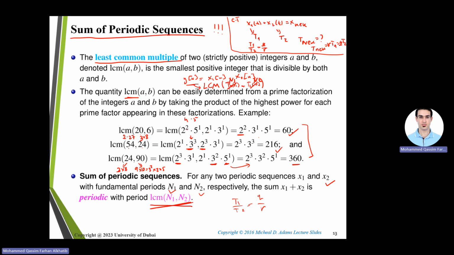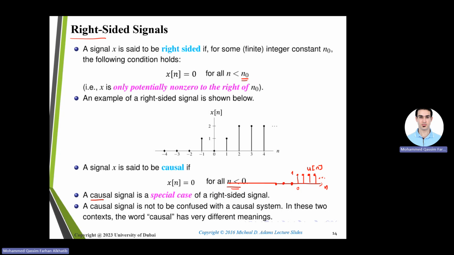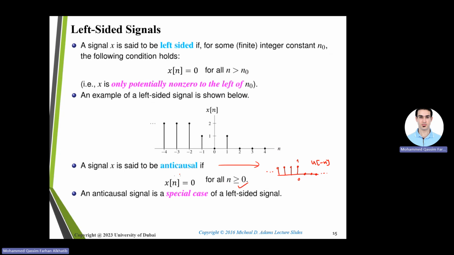Okay, so that's about summation of periodic signals. A right-sided signal is a signal that has all values to the right side. A special case, when the starting point is at 0, is what we call a causal signal. It's the same exact slide from the time domain, but now we are talking about sequences. A left-sided signal has values to the left. If it ends at 0, that's what we call an anti-causal signal.